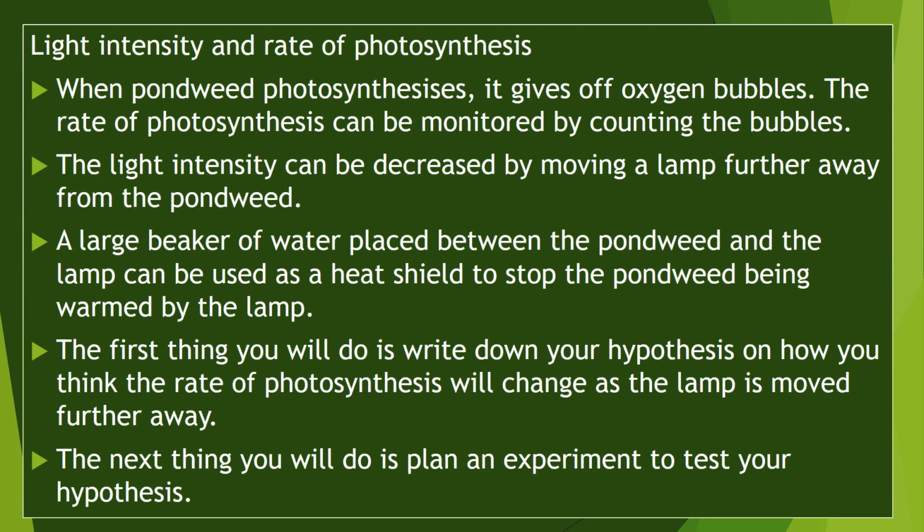The light intensity can be changed by moving the lamp either closer or further away from the pondweed, and we often think about doing this in a lab situation where we can control all of the other factors. So we can control things like the temperature of the water, so it's at the optimum level for photosynthesis.